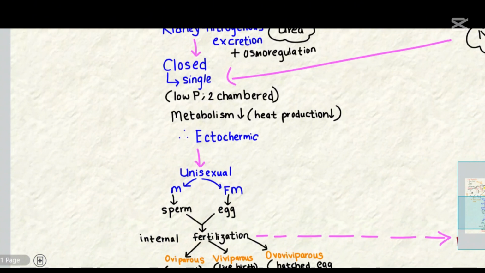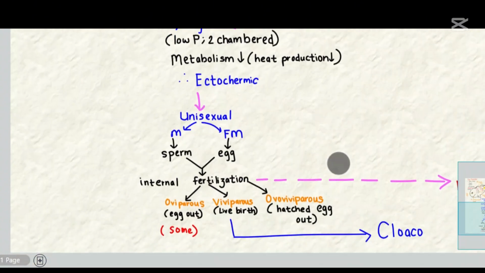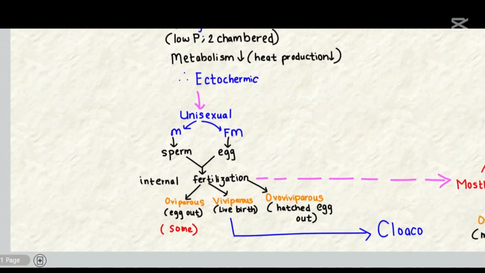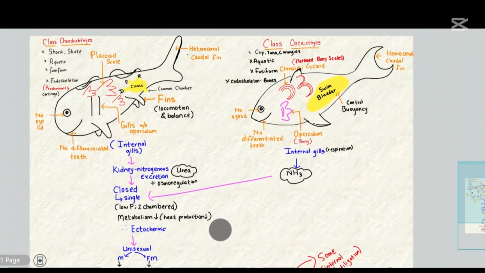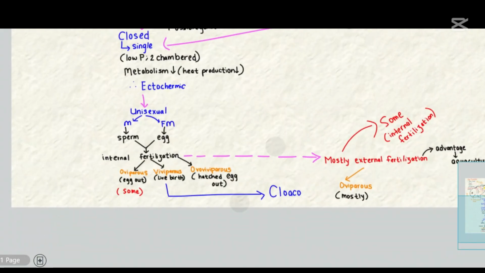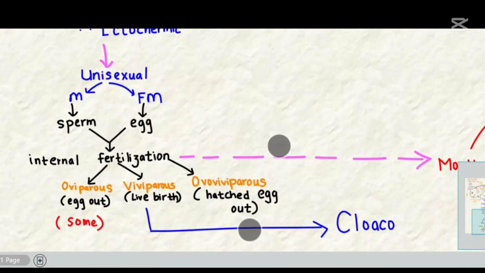Now we spoke about the respiration, about the excretion and osmoregulation, then about the circulation, and then about the reproduction. So in reproduction, there are males and females. Males are going to produce sperm as usual and females are going to produce eggs, and they undergo internal fertilization. So it's a very important point here. Class Chondrichtyes is going to undergo internal fertilization.